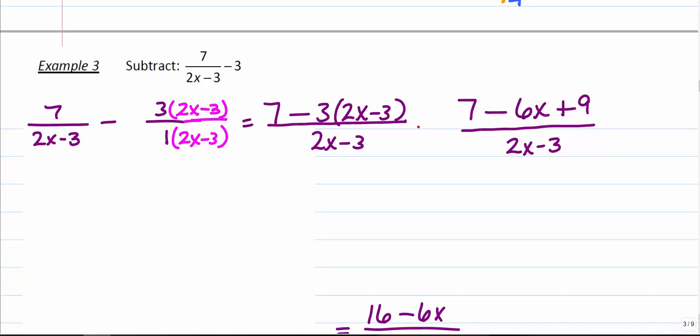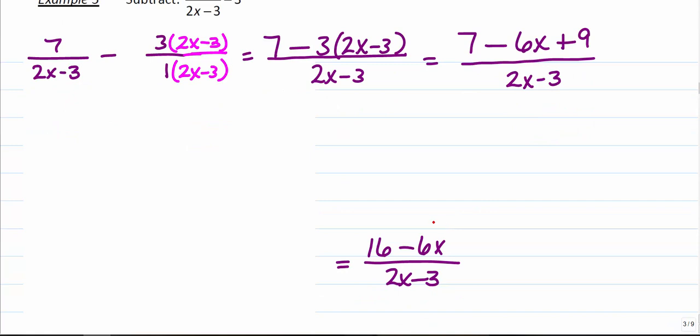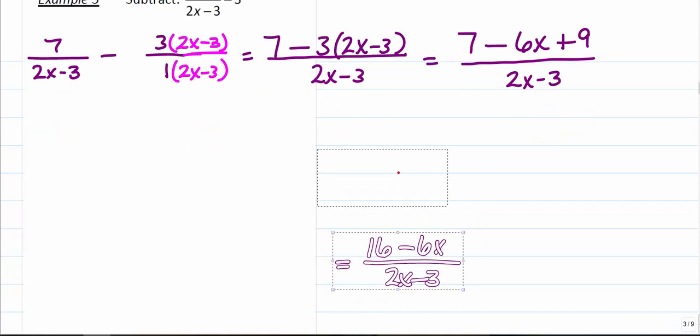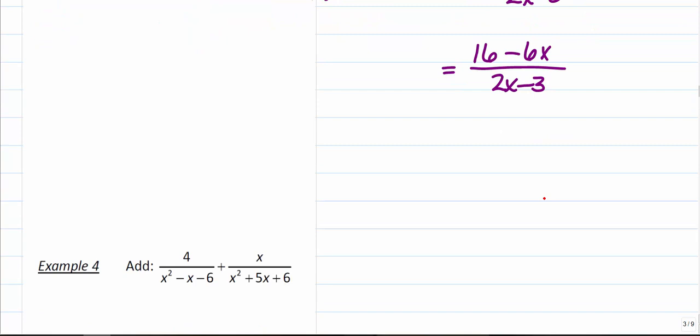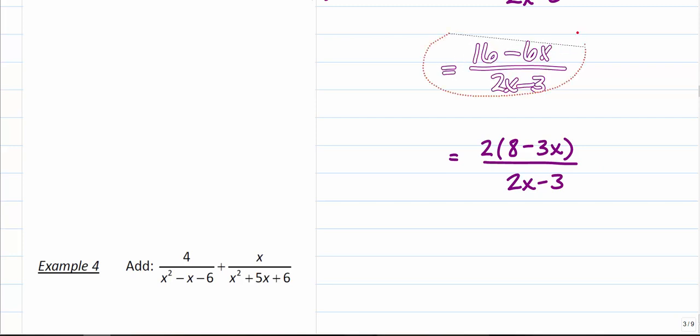The first step was I made each denominator the same, and then I simplified in the numerator, and then I ended up with 16 minus 6x over 2x minus 3. And so I notice in the numerator, 16 and 6 can be divided by 2, right? But that's all I could do. I mean, if I take out a 2, that would be 8 minus 3x over 2x minus 3. So why even bother? Nothing factors or cancels, so I would just leave it as 16 minus 6x over 2x minus 3.